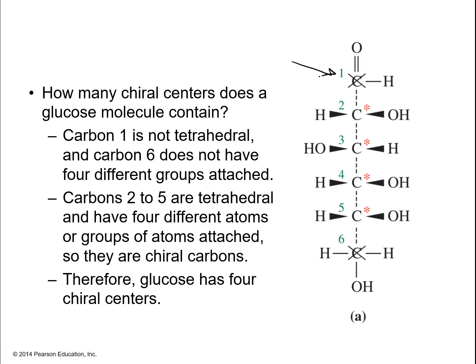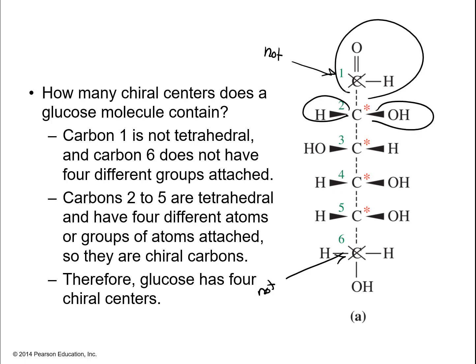So you see that carbon 1 is X'd off because it's got a double bond. So it can't be chiral because of the double bond. Carbon number 6, they have thrown out because it has 2 hydrogens. So those ones can't be chiral. But look at the middle. Carbon number 2 has a hydrogen, an alcohol, a single carbon group, and a 4-carbon group below. So you see all of those are different. So all the ones that I circled are different.